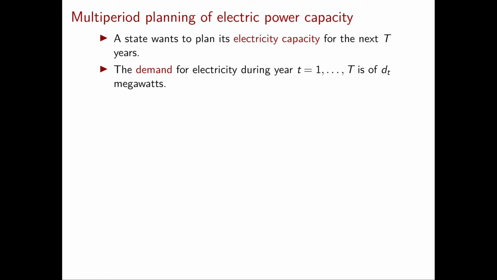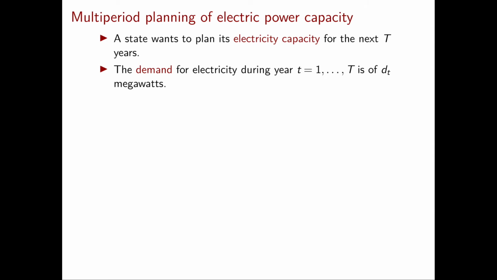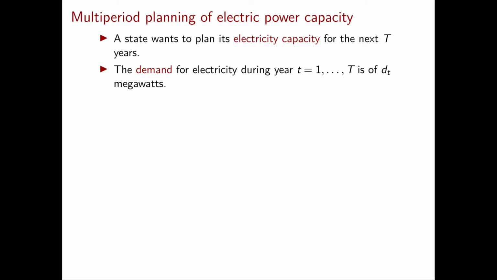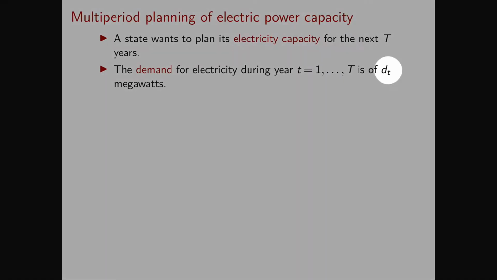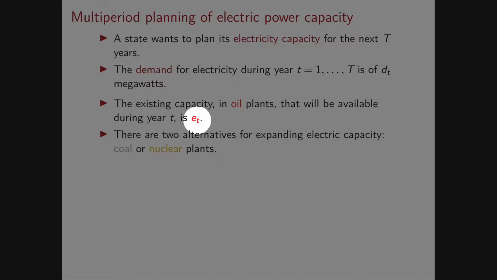And this is encoded in the number d_t. So d_t represents exactly the demand in megawatts during year t. And again, t ranges from 1 to capital T. So the demand in year 1 will be d_1, in year 2 is d_2, and so on and so forth until d_T. In order to meet such a demand, we already have some power plants, and these are all oil power plants. We also know how many megawatts these oil plants will produce in each year, and this is encoded in e_t.